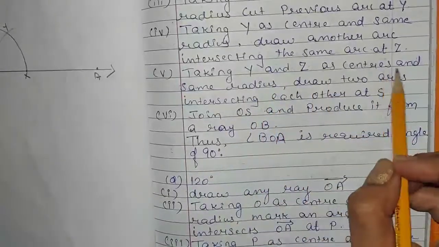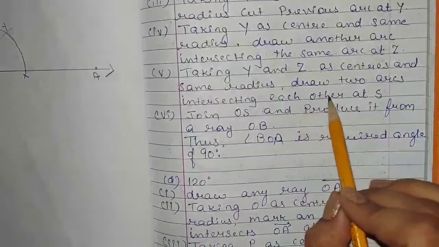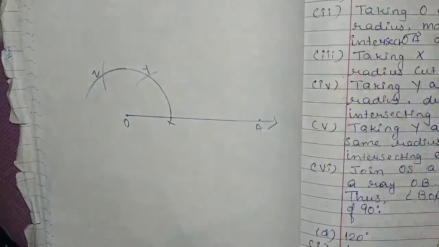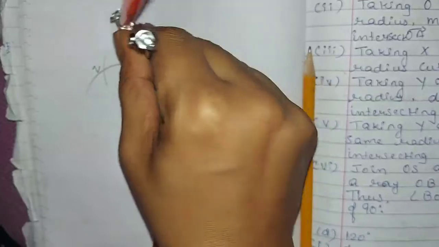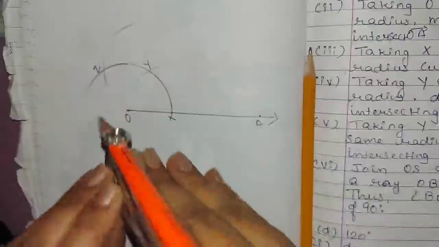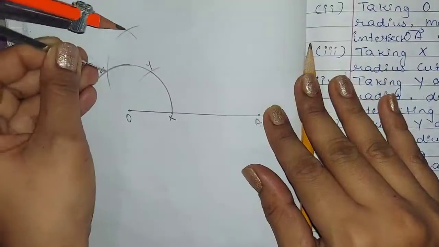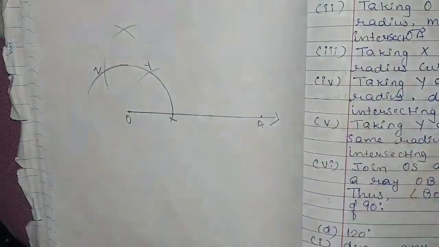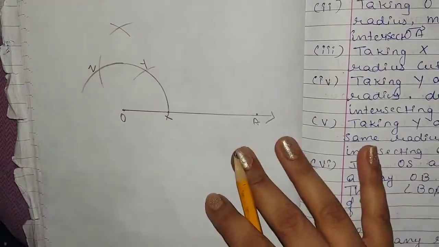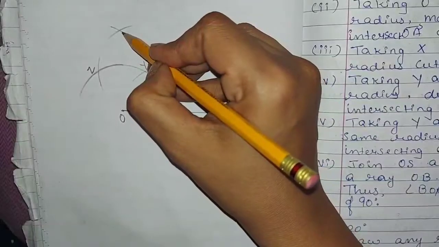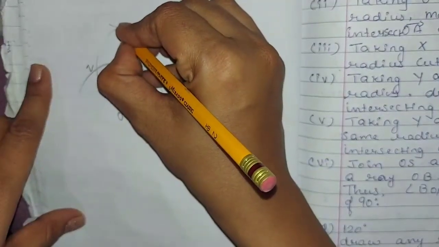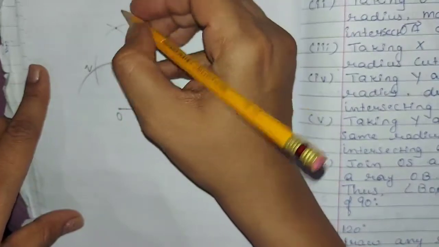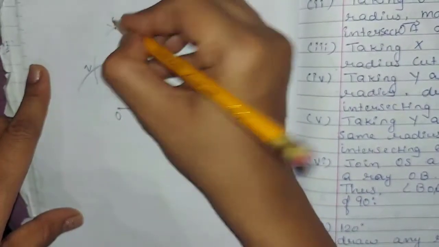Taking Y and Z as centers and same radius, draw two arcs intersecting each other at S. Now students, here there are two arcs Y and Z. So with the same radius, same opening of this compass, let us take Y as a center and draw one arc, and Z as a center, let us draw another arc. So we have made the two arcs from center Y and Z. Now let us see next step. This intersecting point of the arc we have to label as S.